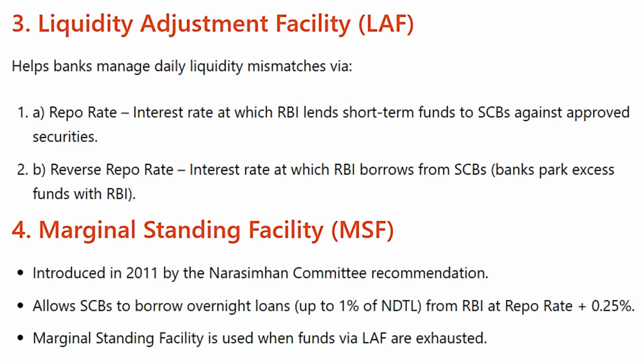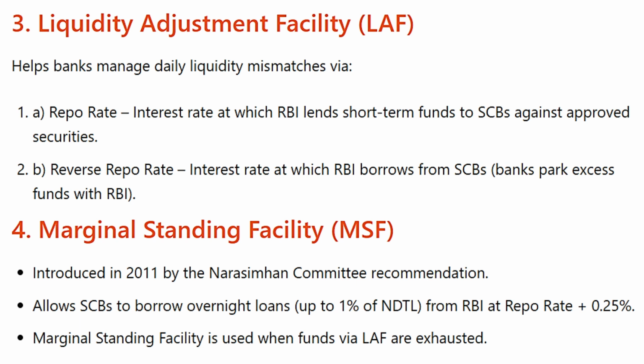Liquidity Adjustment Facility helps banks manage daily liquidity mismatches via repo rate and reverse repo rate. Repo rate: RBI lends short-term funds to scheduled commercial banks against approved securities. Reverse repo rate: RBI borrows from scheduled commercial banks. Banks park excess funds with RBI.